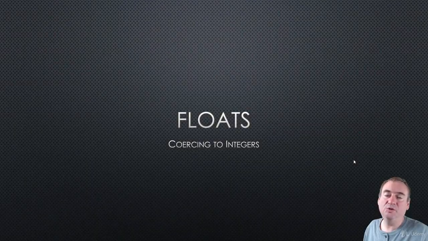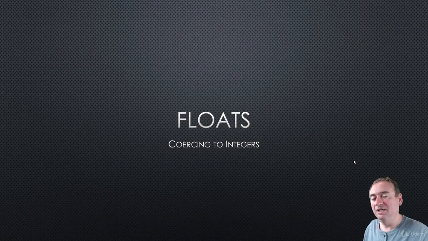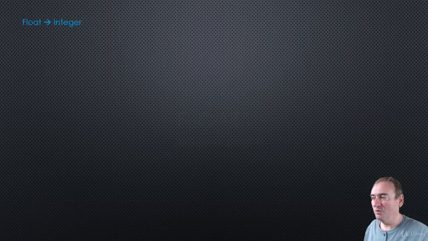Hi, in this video we're going to look at how we can coerce a float to an integer. In other words, we want to take a floating point number, potentially with digits after the decimal point, but we want to only take an integer approximation of it. So that means that we're going to have, in general, data loss.